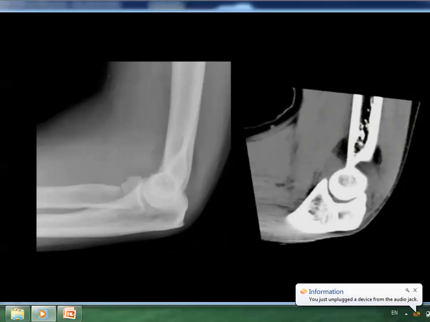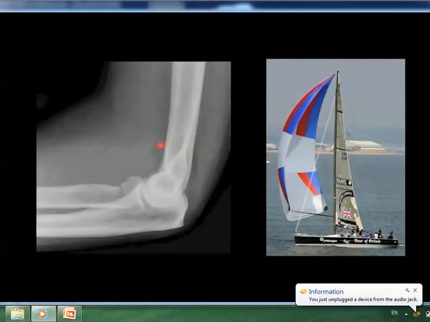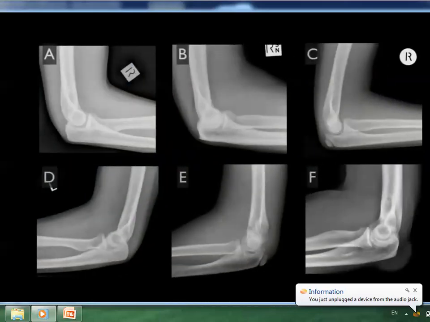The triangular appearance of the displaced anterior fat pad has been likened to that of a sail, and for this reason it is often referred to as the sail sign of elbow joint effusion. So let's return now to our 6 cases and see how many effusions we can find.